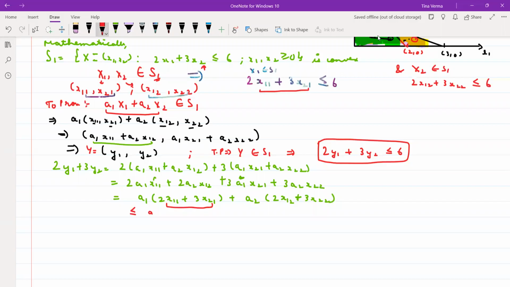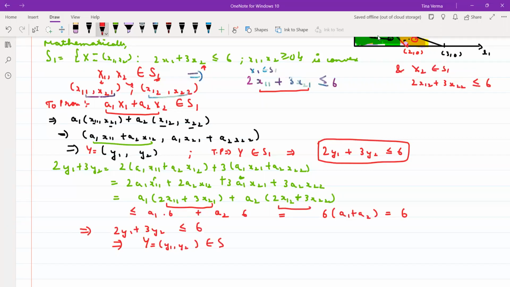So it is less than a1 into 6 plus a2, this is less than equal to 6. So which is equal to 6, I can take common a1 plus a2, because this is a CLC, the sum of a1 plus a2 is 1. So we have over here 6, which implies that 2y1 plus 3y2 is less than equal to 6, which implies my point of type y1 and y2 also belongs to S.